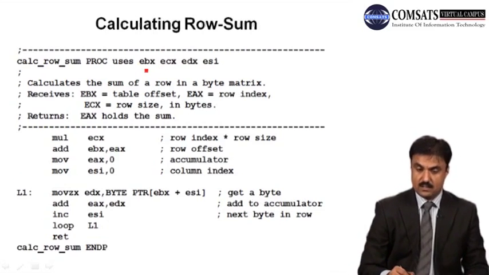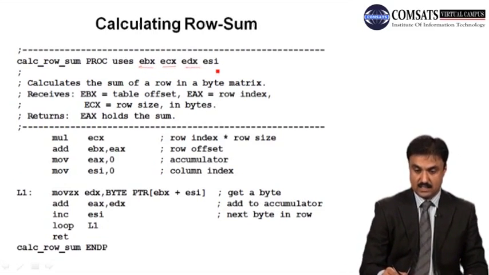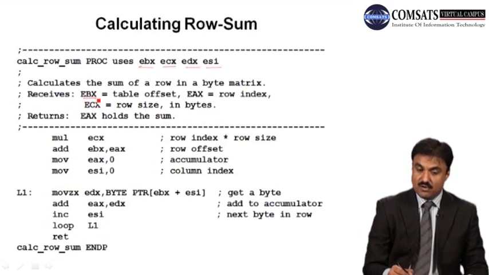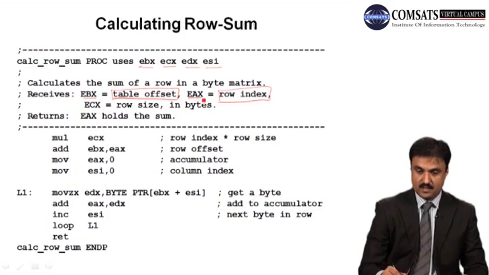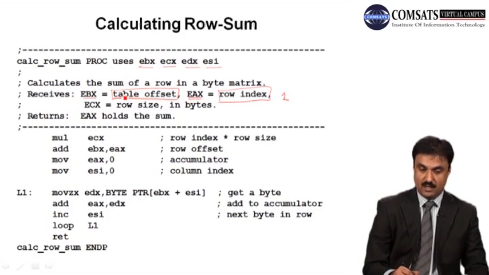Inside this procedure we see EBX, ECX, EDX, and ESI. The whole procedure receives the table offset inside EBX. The row index is inside EAX, and it was equal to 1. The row offset, the starting address, is inside EBX, and ECX has the row size in terms of bytes. So this is the row size.